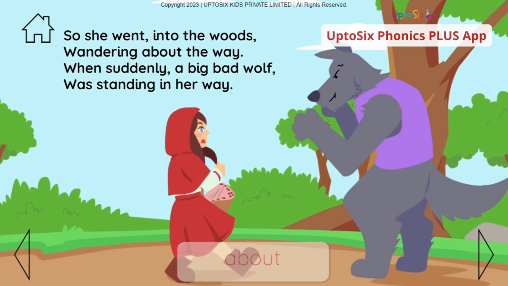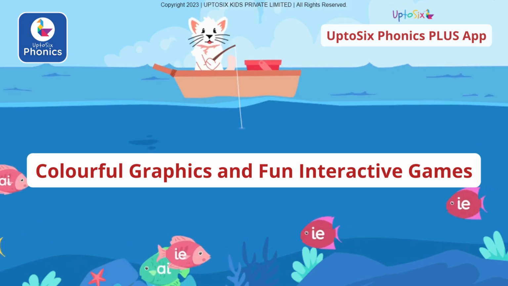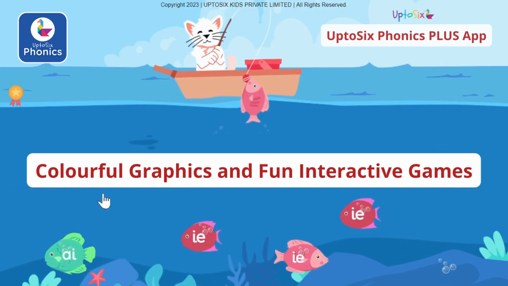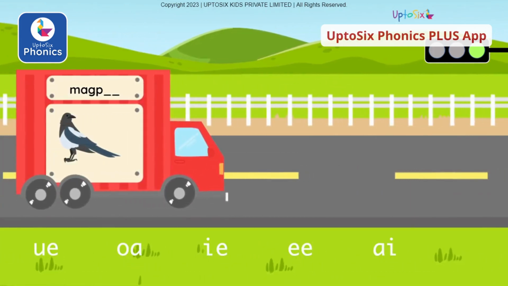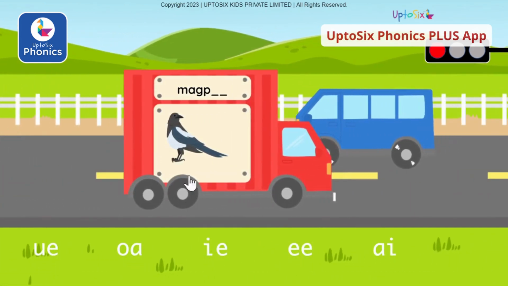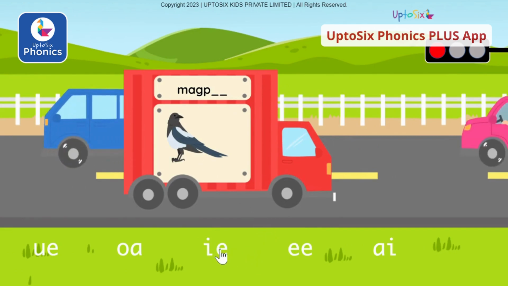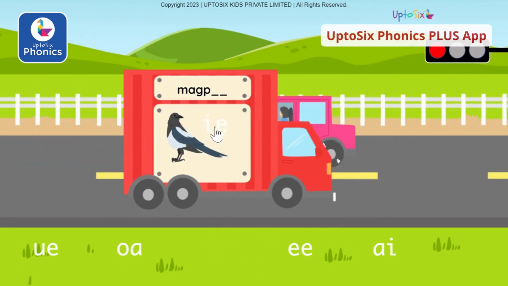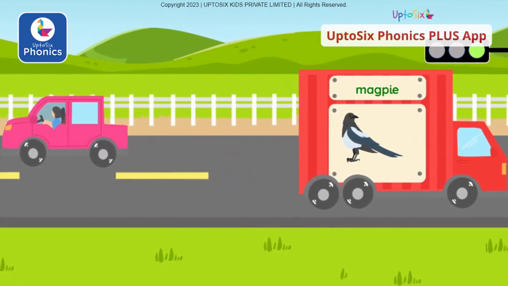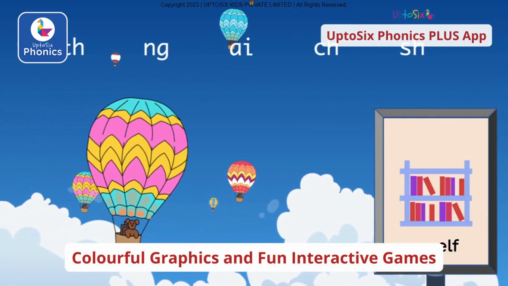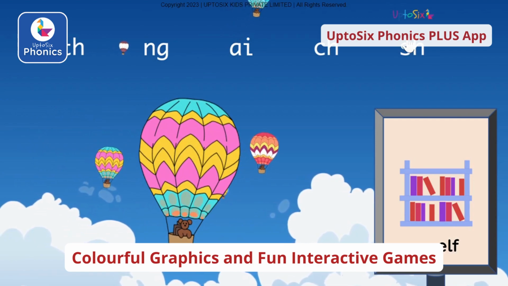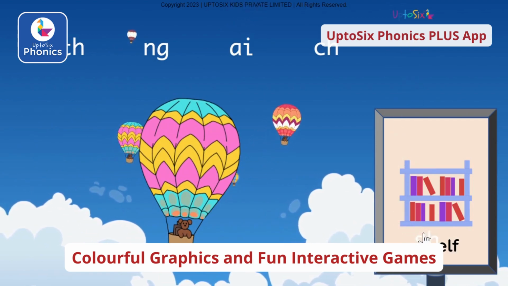About. Catch the fish with the sound. A. Drag the correct digraph and complete the word. Magpie. Try again. Good work. Drag the correct digraph and complete the word. Shelf. You did it.